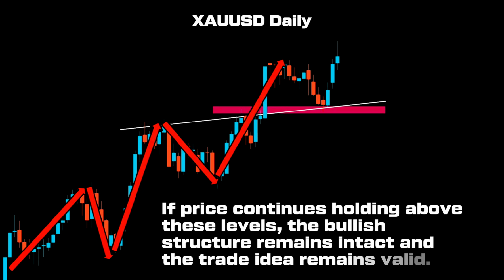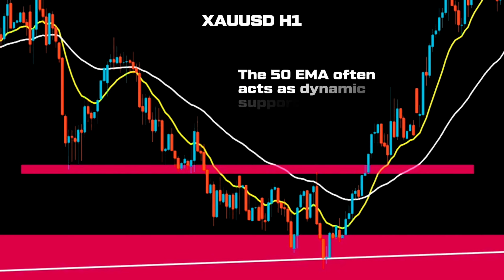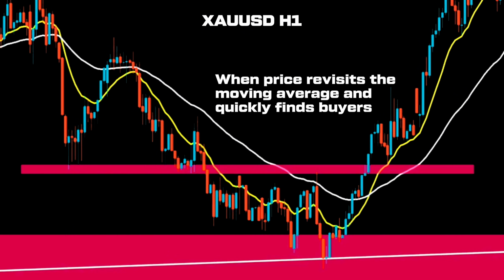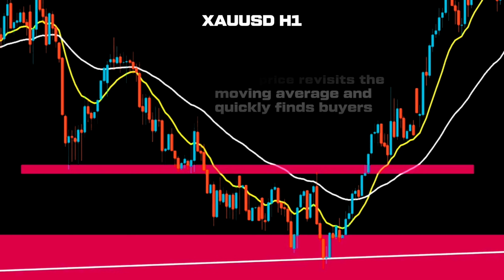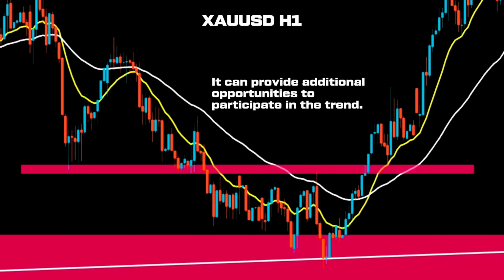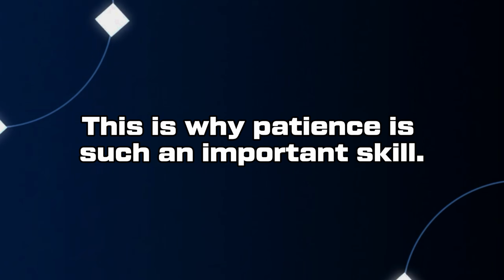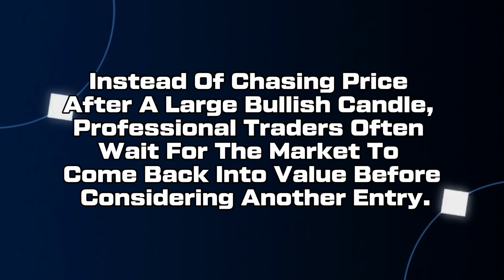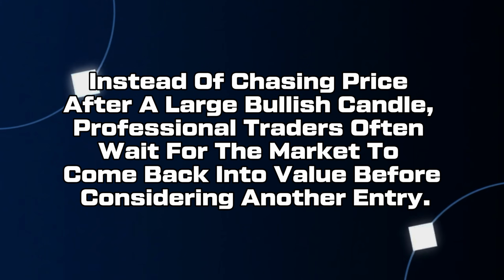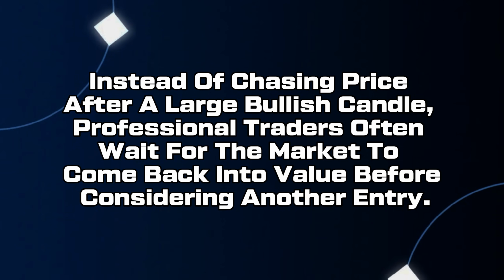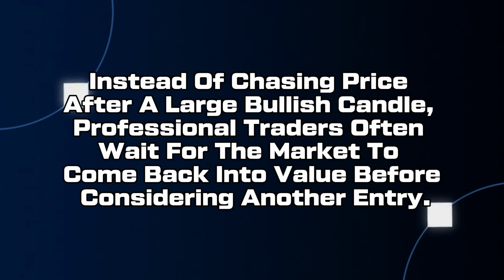If price continues holding above these levels, the bullish structure remains intact and the trade idea remains valid. At the same time, the 50 EMA often acts as dynamic support during strong uptrends. When price revisits the moving average and quickly finds buyers, it can provide additional opportunities to participate in the trend. This is why patience is such an important skill. Instead of chasing price after a large bullish candle, professional traders often wait for the market to come back into value before considering another entry.